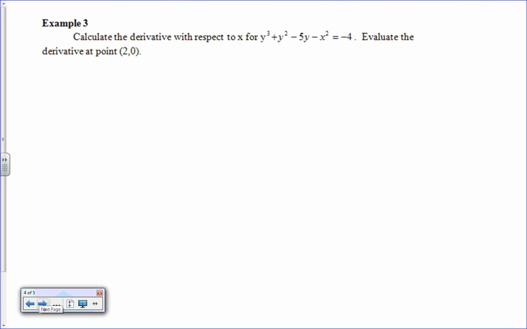So let's try it here. Calculate the derivative with respect to x for that, which I believe is another one we saw earlier. Evaluate the derivative at 2, 0. Is this one that we can do explicitly?